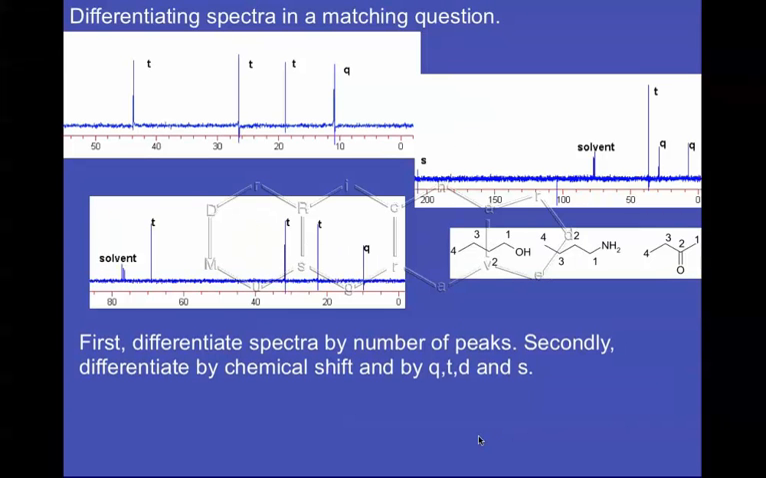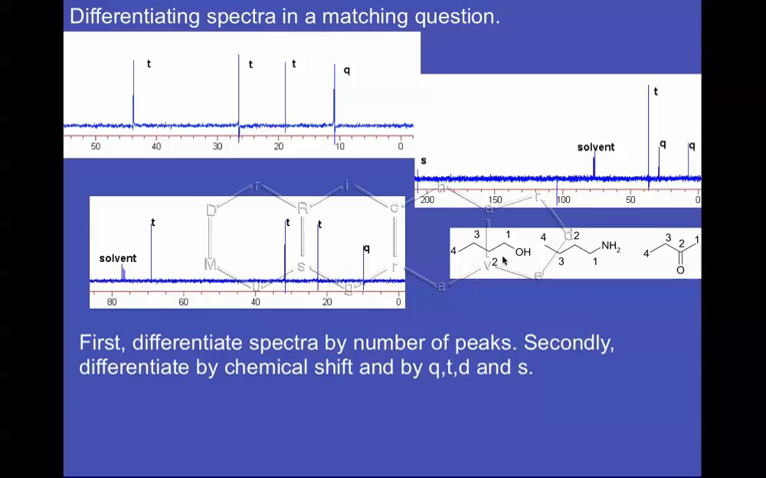Okay, this is an example of a typical carbon-13 NMR matching exercise. This is the kind of thing you're going to see on your test. I know this here only has 3. Yours on the test might have 4, it might have 5, but the same principles will apply. Now the first thing you should do is differentiate the spectra by the number of peaks you expect to see.